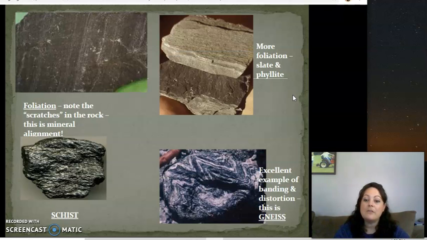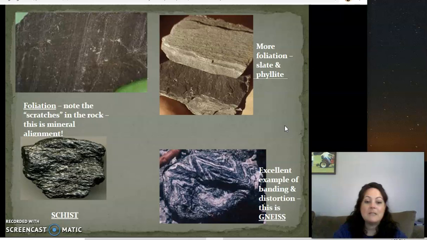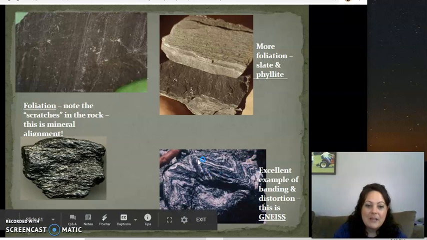So you can see here the foliation, they look like little scratches in the mineral. And then foliation between slate and phyllite here, you can see them. This is a really good example of the banding and distortion that we're looking at in this gneiss rock, and it is a nice rock. You can see the layers are warped. They're not straight and smooth, flat layers.